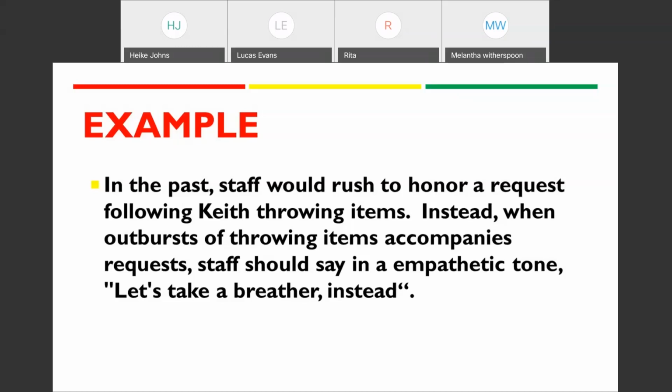I wouldn't call it a DRA. I would call it some sort of timeout procedure. It's a timeout from reinforcement procedure, right? Would you all agree? So, contingent on throwing things, it creates distance between throwing things and when he can make requests that get honored again. Would people agree with that?